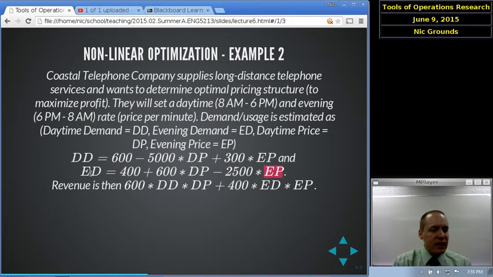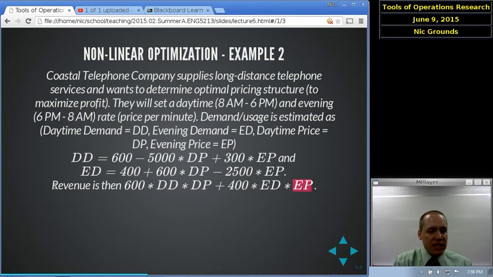People are less likely to call in the evening, more likely to call in the daytime. Okay, our revenue is something like this: 600 units, let's say, times the daytime demand times the daytime price, plus 400 times evening demand times evening price. So these are just the equations given.